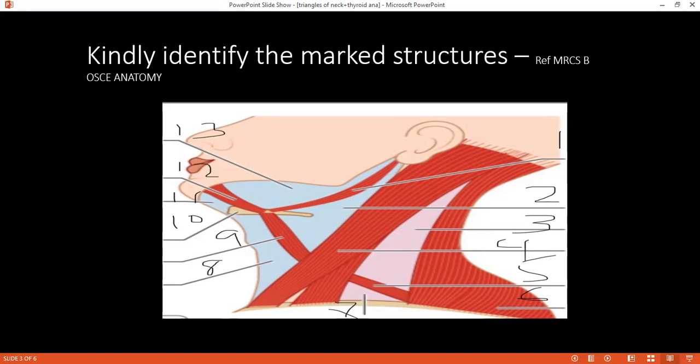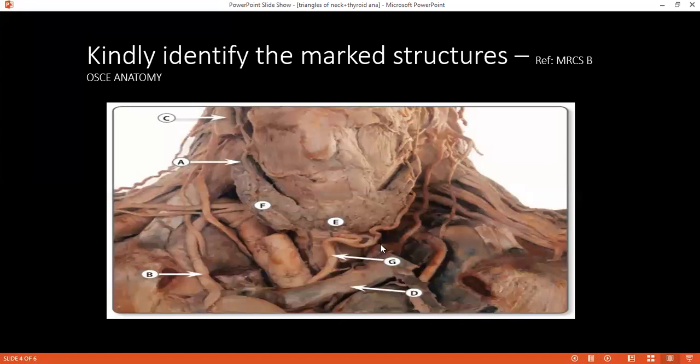This posterior triangle is divided into how many small triangles? 2. By which muscle? What is this number 5? Posterior belly of omohyoid. Very good. Okay, we'll move on. If you can identify number E, please. Thyroid gland. Yes, thyroid gland.